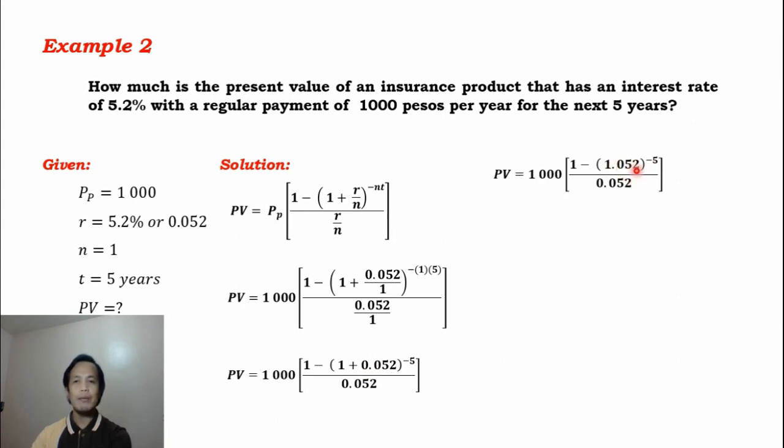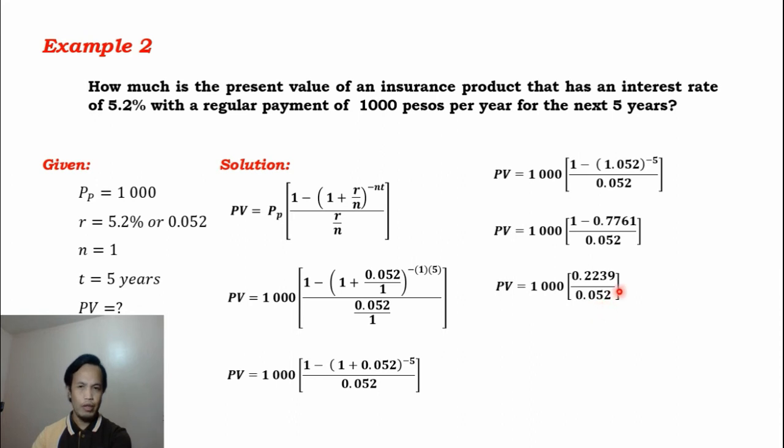Then this time we raise this number to negative 5. So we just simply copy the periodic payment. We copy 1. Then 1.052 raised to negative 5 is 0.7761. We subtract the numerator, so we will have 1 minus this number, which is 0.2239, then divided by 0.052. Then we divide this number, so we will have 4.3058. And again, we multiply this number by 1,000, which is the periodic payment. So we will have 4,305.80.